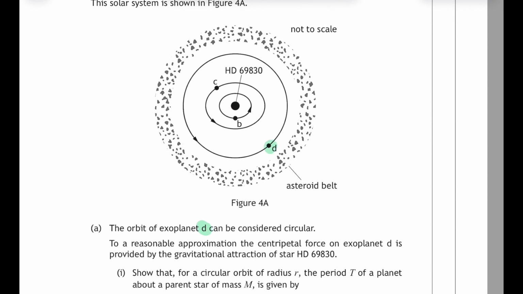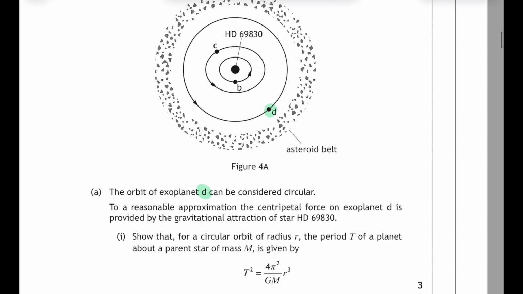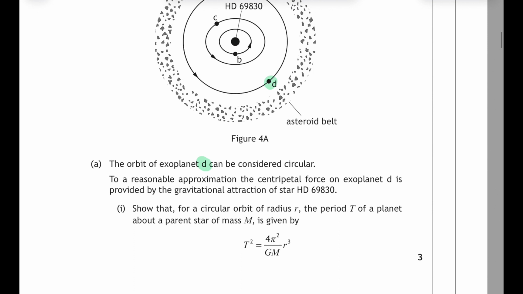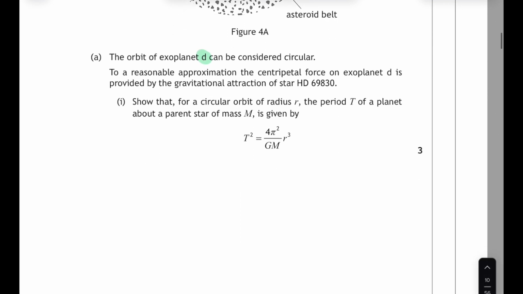To a reasonable approximation, the centripetal force on exoplanet d is provided by the gravitational attraction of star HD 69830. That's another show question, and we have to show that for a circular orbit of radius r, the period T of the planet about a parent star of mass M is given by the relationship T squared equals 4 pi squared over GM times r cubed.